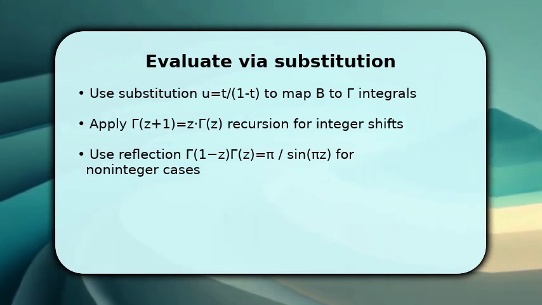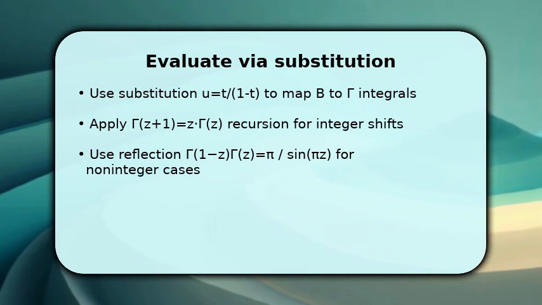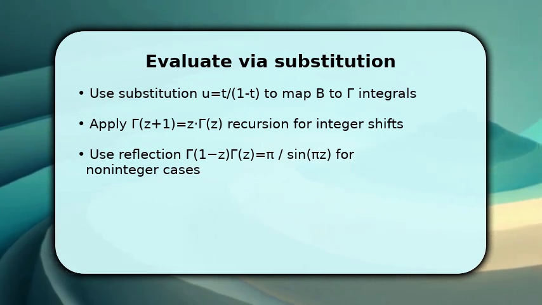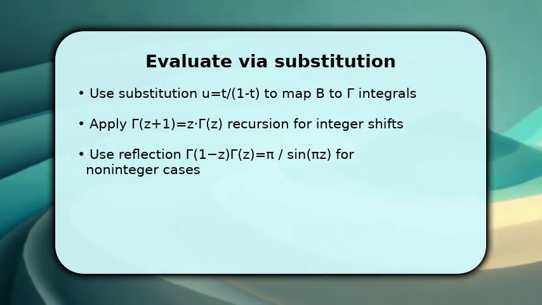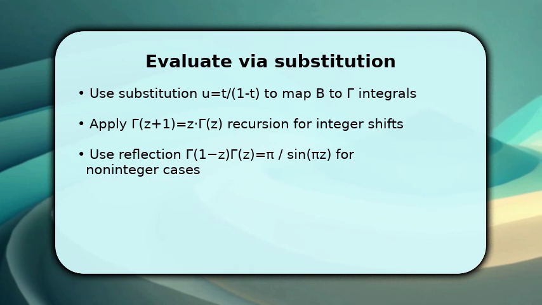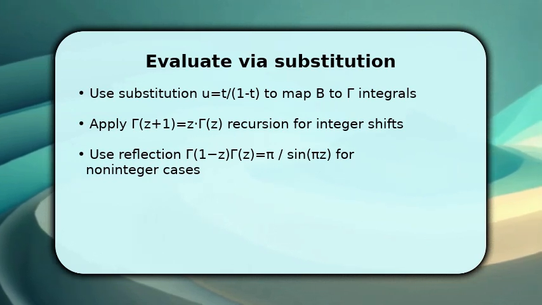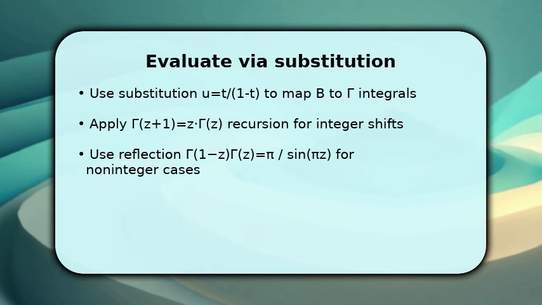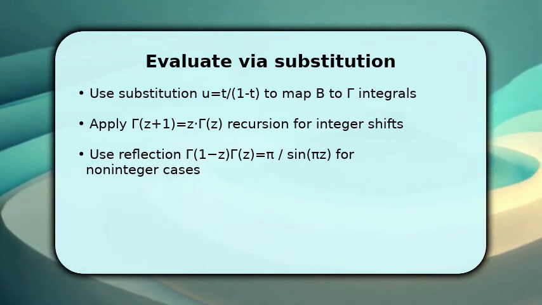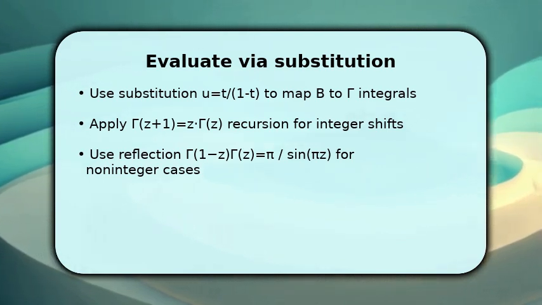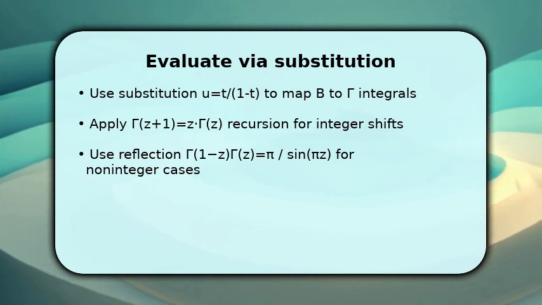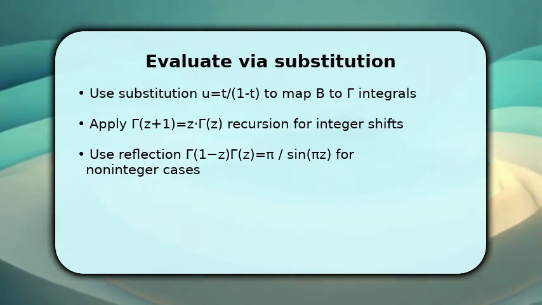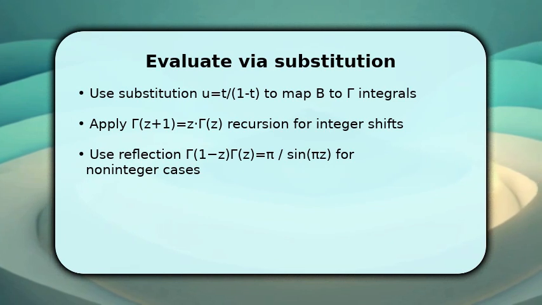Next, apply the recursion Γ(z+1) = zΓ(z) to reduce arguments to known values, particularly integers and half-integers. When you encounter non-integer complements, use the reflection formula to relate Γ(1−z) to Γ(z) and introduce trigonometric factors. This step resolves values like Γ(1/2) cleanly.